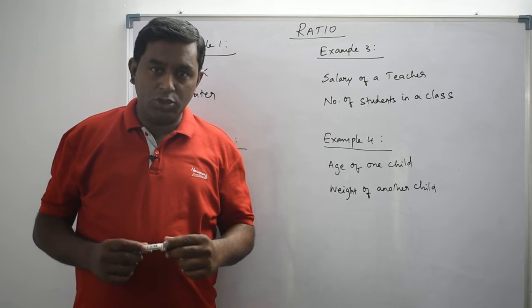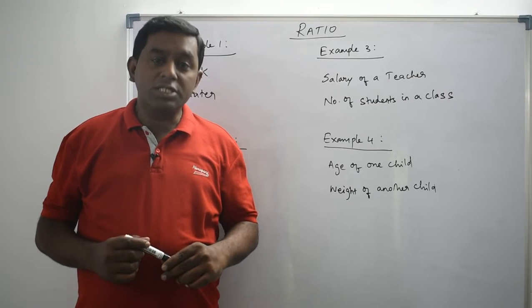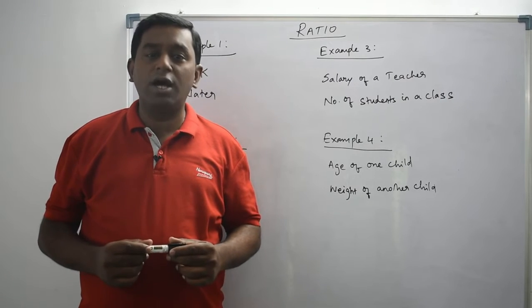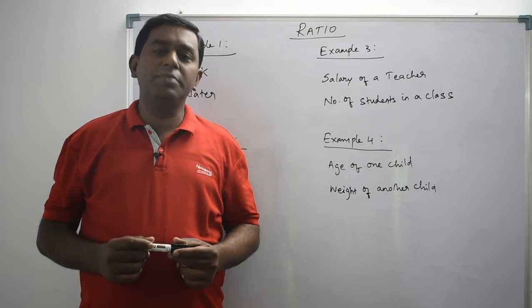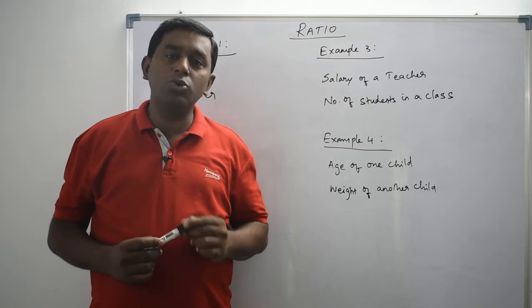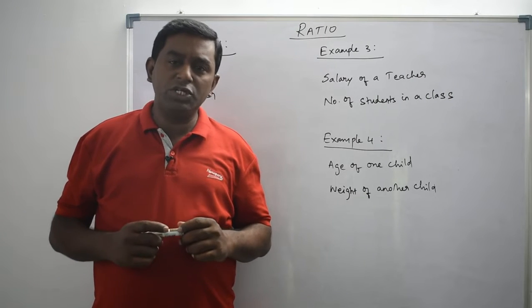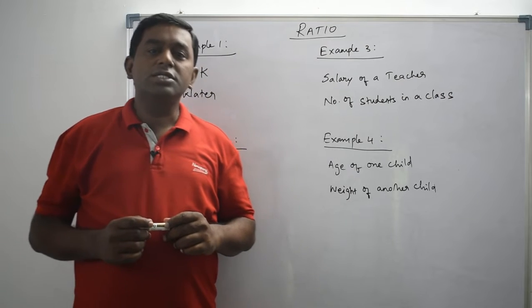What is meant by ratio? Ratio is comparison of two or more quantities of same kind. So the simple meaning of ratio is comparing two or more quantities. In the definition of ratio, we find the term same kind.